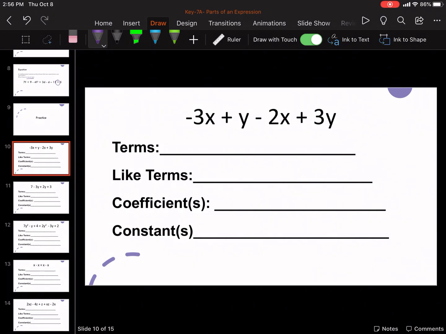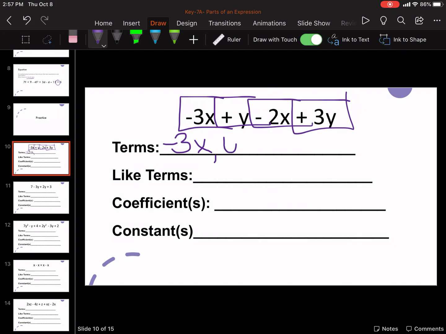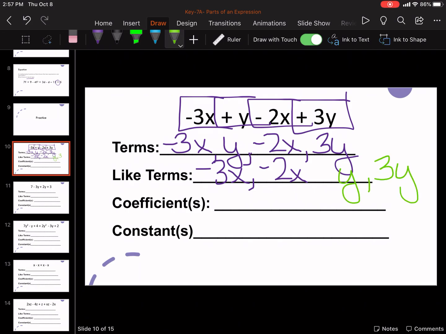So let's practice. Again, train it up, train it up, choo, choo. Everything in a box is a term. So -3x, y, -2x, 3y. Like terms are when they have the same variable with the same exponent. So we have -3x and -2x. That's a pair. Another pair is y and 3y. And it doesn't always have to just be a pair. It could be 3 things that could be combined, 3 things that could be like terms. Coefficients, your copilots with your variable. -3, 1, -2, and 3.